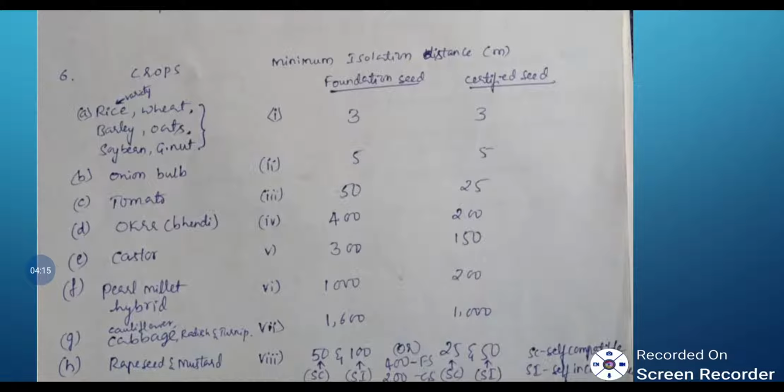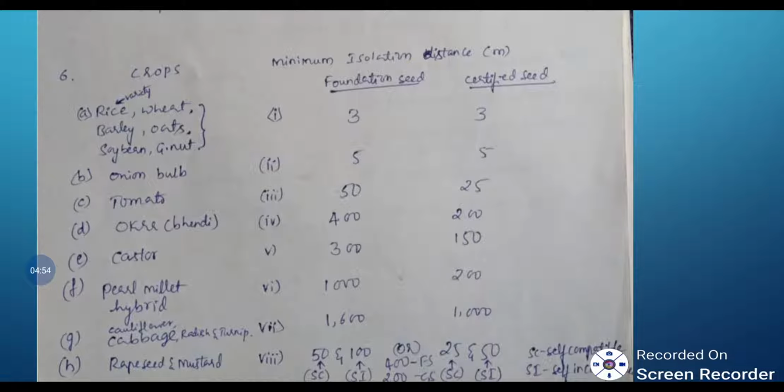Try to remember this. The crops like cereals and pulses, rice, wheat, barley, oats, soybean and groundnut, which are purely self-pollinated crops, have an isolation distance of 3 meters for foundation seed as well as certified seed production. Onion bulb or onion has 5 meter isolation distance for foundation as well as certified seed. Tomato has 50 meter isolation distance for foundation seed and 25 meters for certified seed.